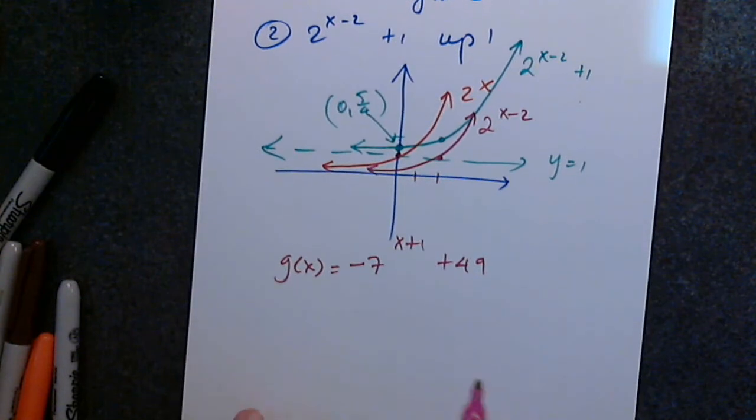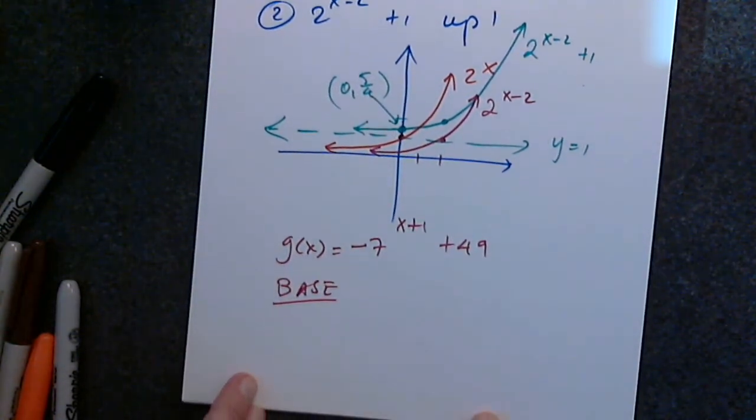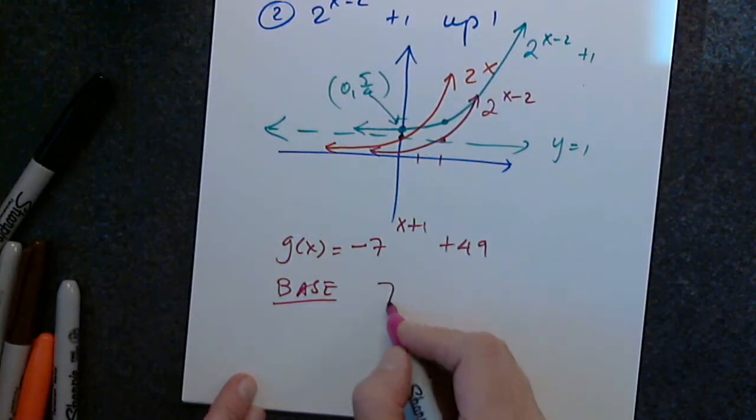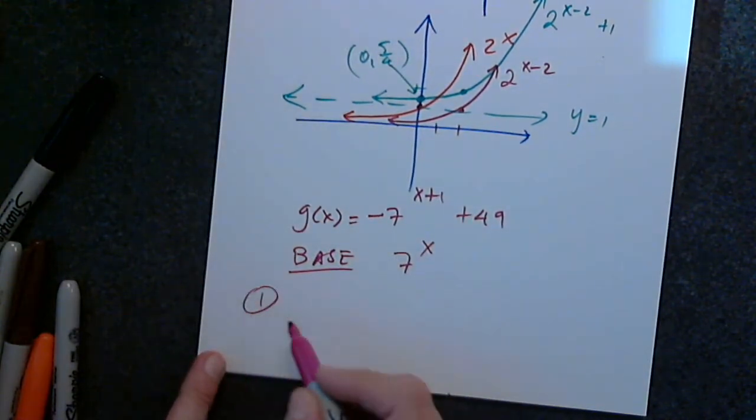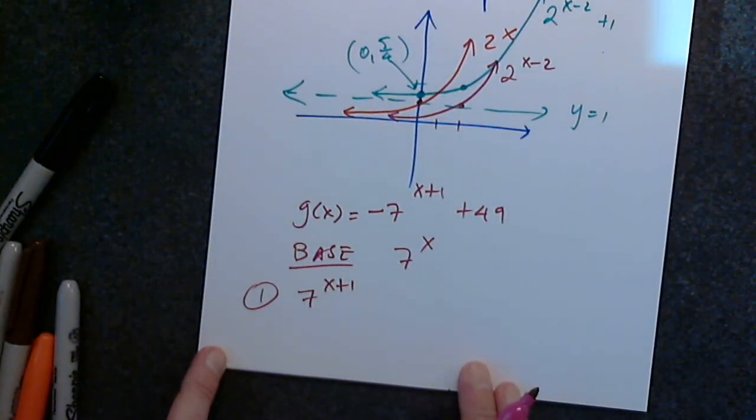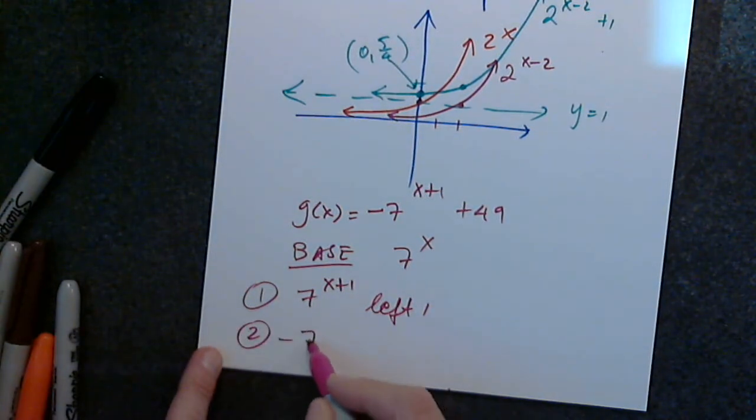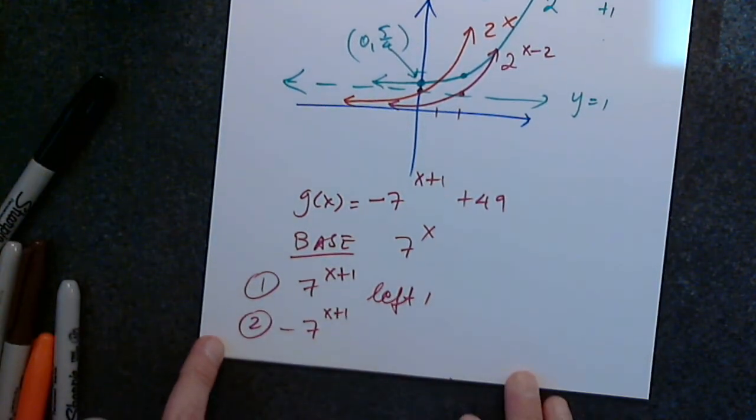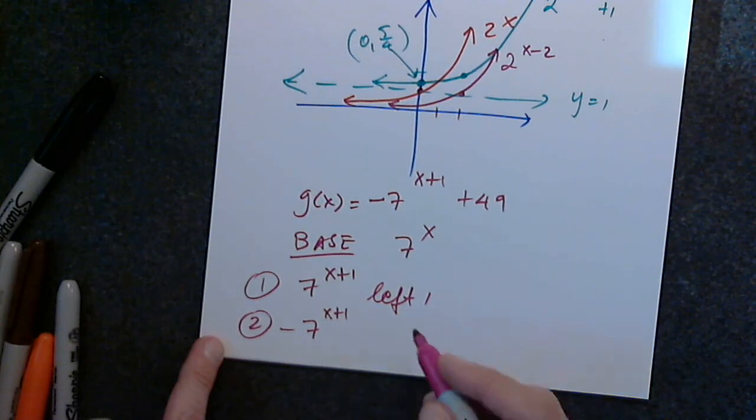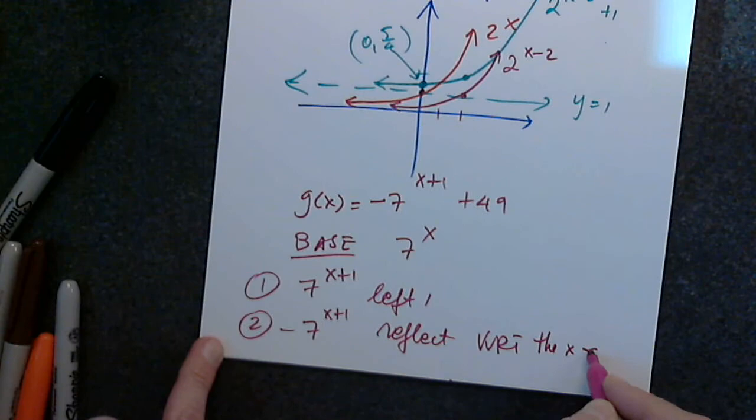Okay, so the base, 7 to the power x. Excellent. Number 1 will be 7 raised to x plus 1. What does this mean? Excellent. Left 1. Number 2 is negative 7 raised to x plus 1. What does this do to number 1? Yes, reflect, with respect to the x-axis.